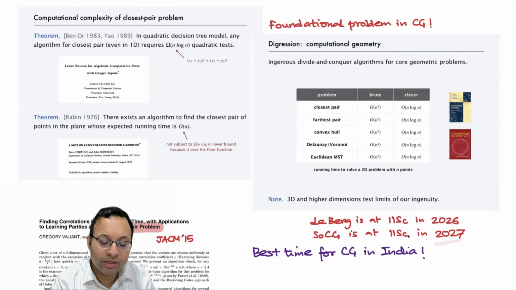So if you're interested in geometry, IISc and India is one of the top places to work on geometry, and especially IISc, where we have multiple faculty working on computational geometry, including me, Rahul Saladi, and Sathish Govindarajan. So please email us if you're interested to learn about computational geometry. This is the best time to do CG in India. Thank you.